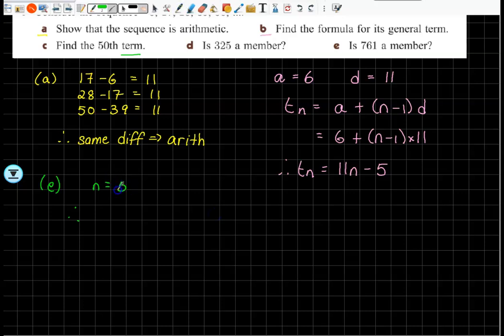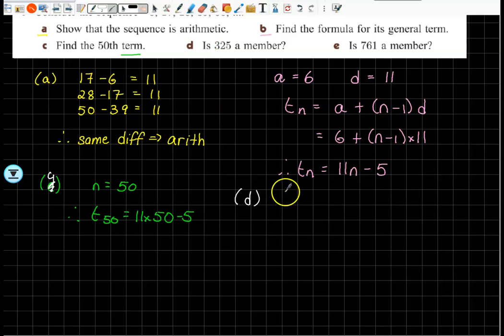If you don't need to write this bit down because I think this is incredibly obvious. So the 50th term, that would be 11 times 50 take 5. C. Right, D is 325 a member, so I'd like to say I set that up properly to show you. You must read the question carefully, but I just did not, so sorry.